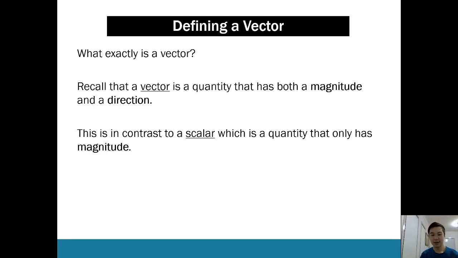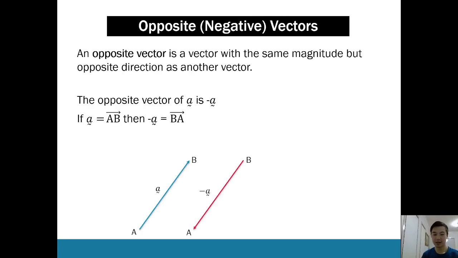So just recall what a vector is. Remember that a vector is a quantity that has both magnitude and direction. So it has two fundamental aspects to it. It has both its magnitude and its direction, and that's in contrast to what we call a scalar, which is a quantity that only has magnitude, so it doesn't have a direction.